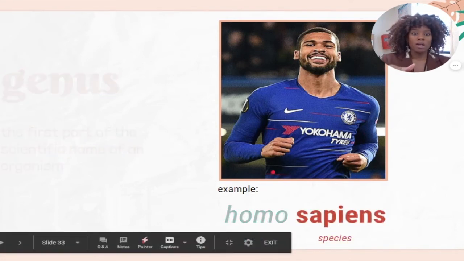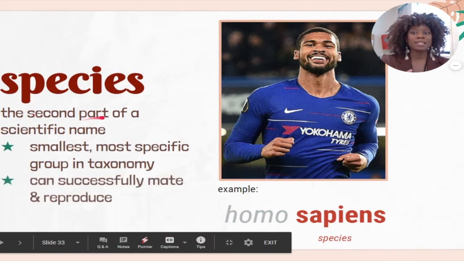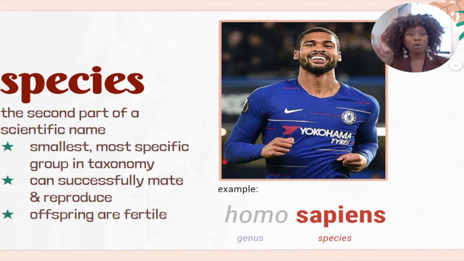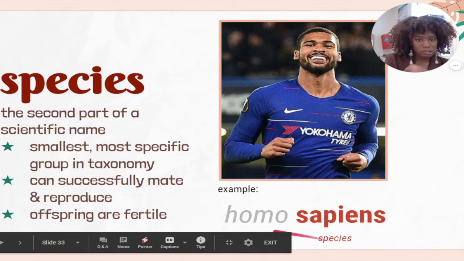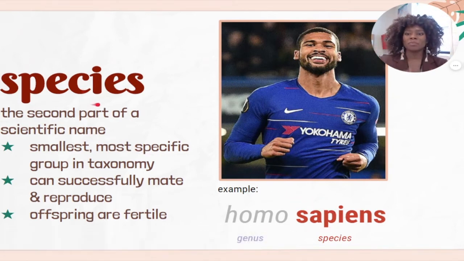Now, there is what's called the species name. That is the second part of the scientific name. So out of Homo sapiens, the second part is sapiens. That represents the species. So genus and species. Okay? Another thing about species is that they are the smallest, most specific group in taxonomy, so they are the most closely related. Species can successfully mate and reproduce, so this is bringing it back to what we learned before, where you're talking about speciation.